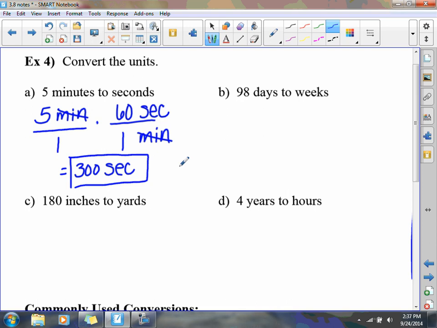So for part B, we're going to change days into weeks. So I'm starting with 98 days.